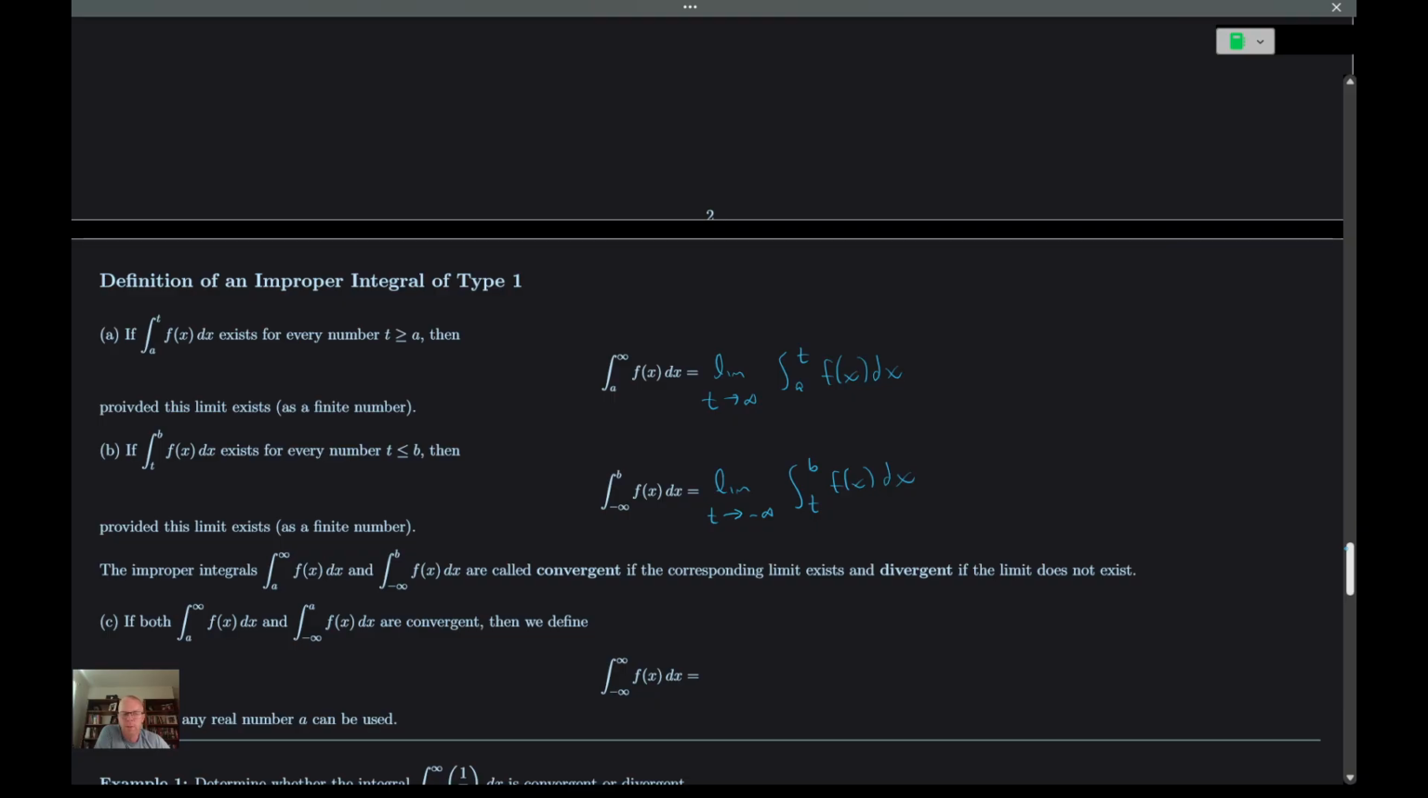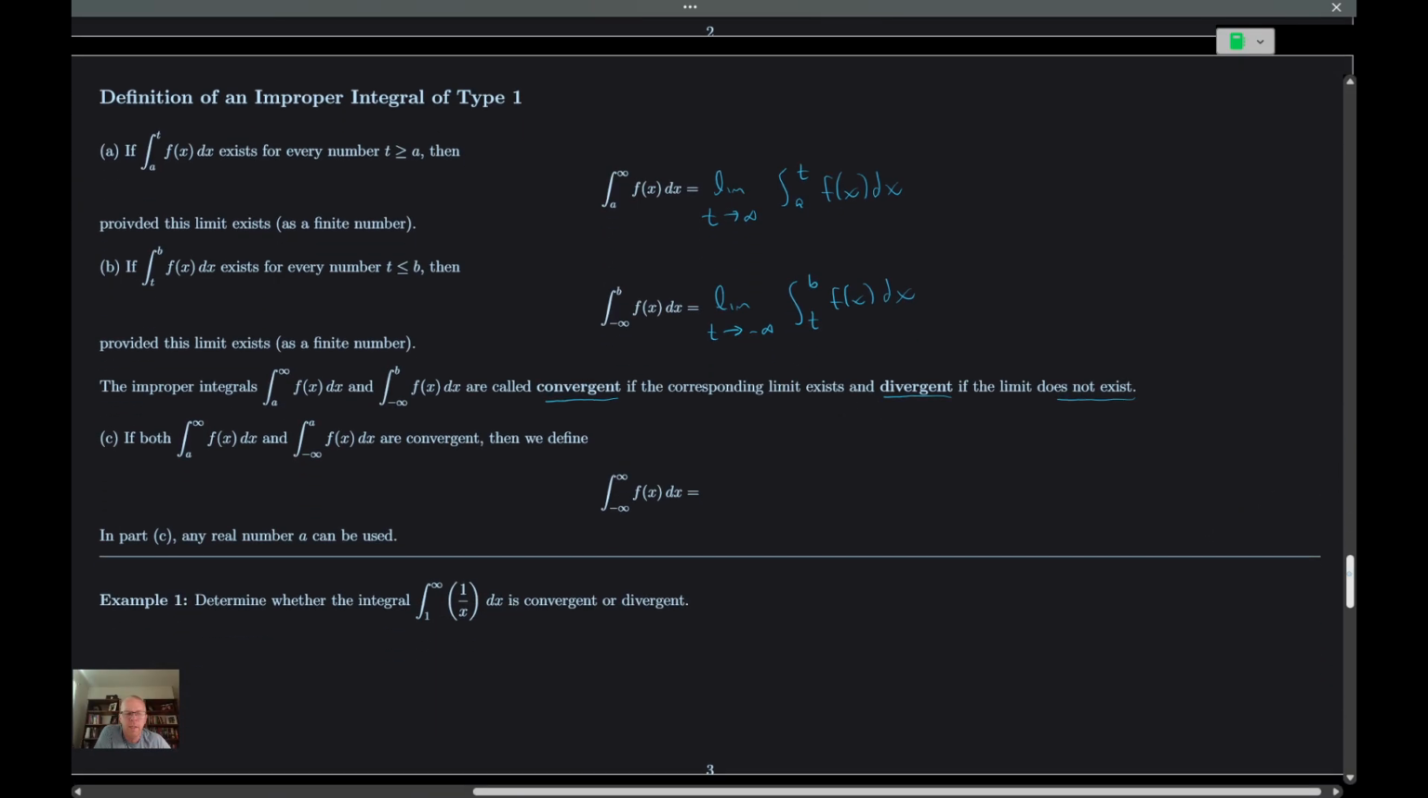So the improper integrals that we just looked at, these two, are called convergent if the limit exists. So if we evaluate this, like we did in the first example where we ended up with 1, that integral would be called convergent. And then if the limit does not exist, we call it divergent. Divergent just means that as you take the limit to infinity, you're not going to get a finite answer.